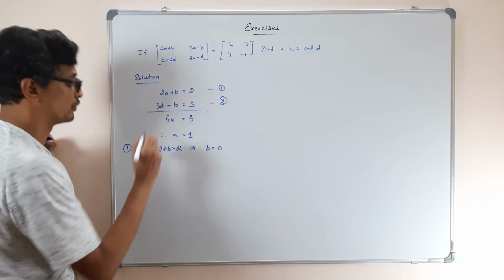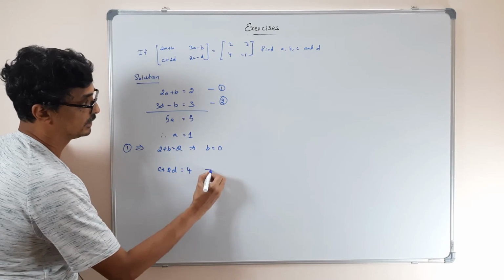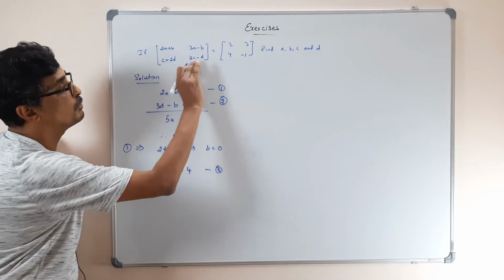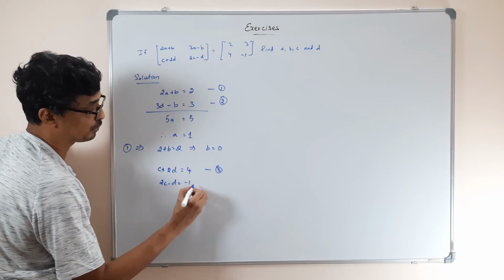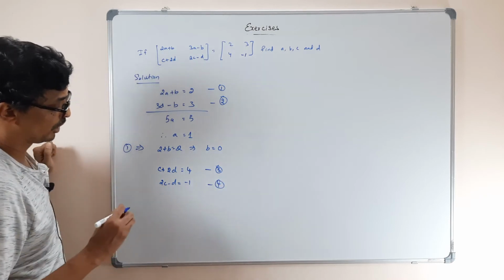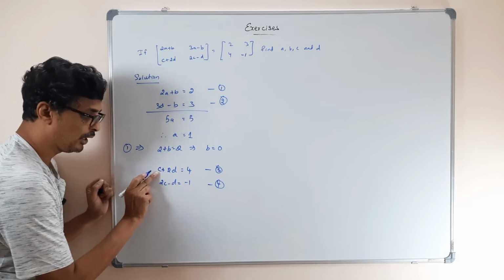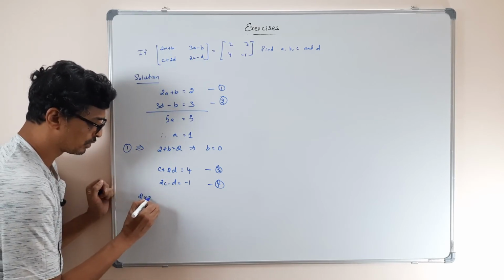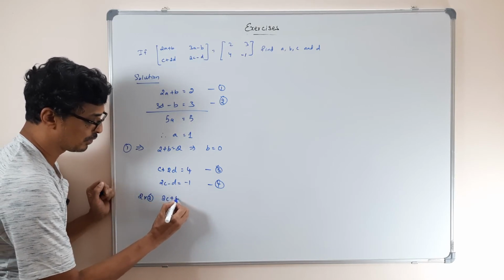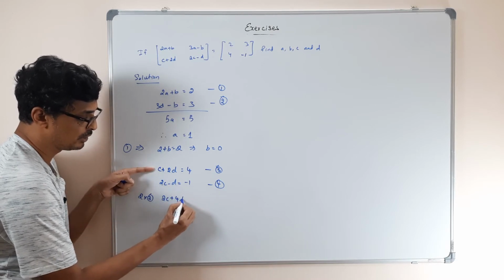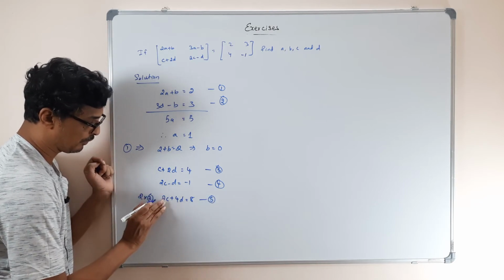Second one: C plus D equal to 4, that is the third equation, and 2C minus D, am I right, equal to minus 1, that is the fourth. Again, we will go for elimination. We will try to eliminate C, so we will multiply 3 by 2. That gives 2C plus 4D equal to 8. This will be 5.